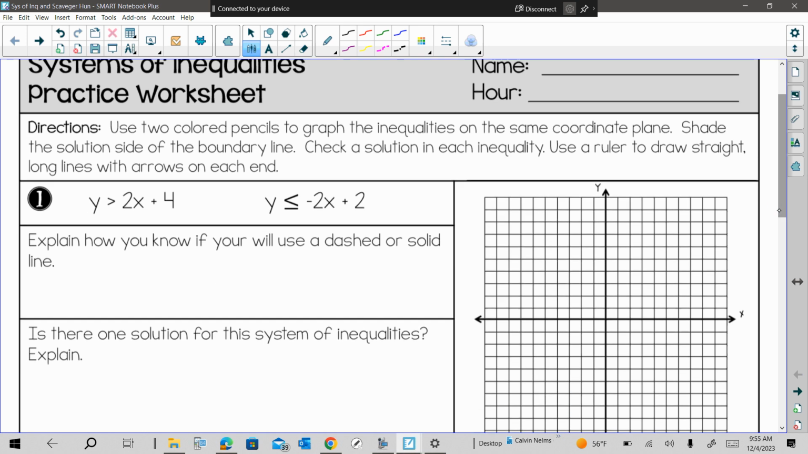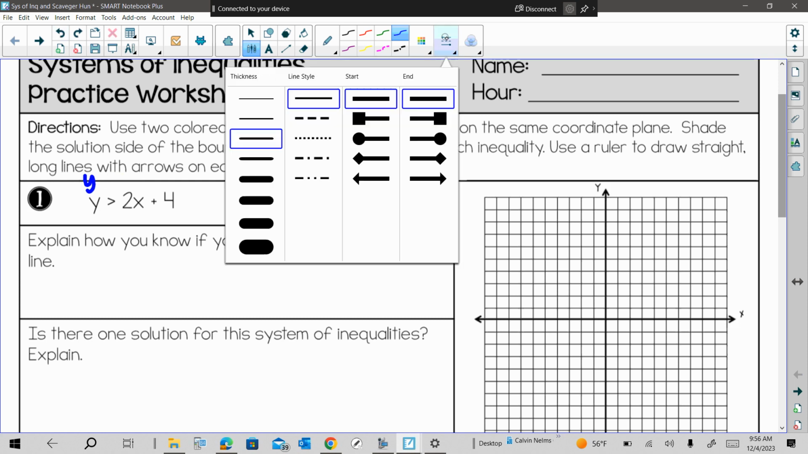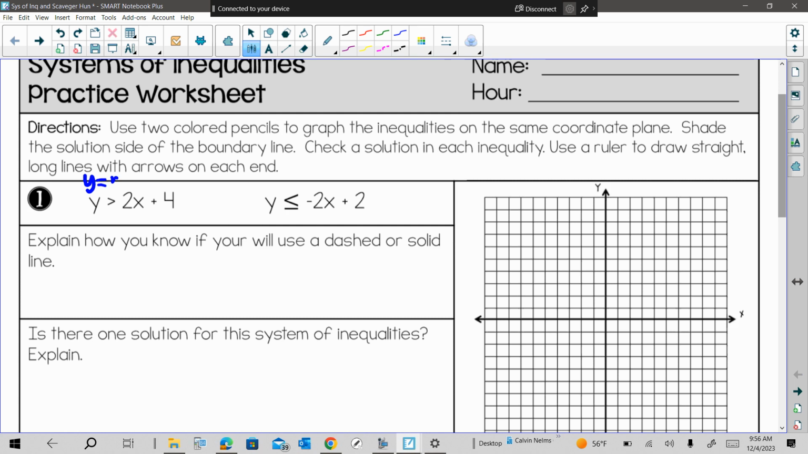This first one is easy because it's already in slope-intercept form, y equals mx plus b. If it's in that form, we can graph it just by looking at it. We have to graph the y-intercept first, so that is the 4. On the y-axis, we're going to go up and plot a point at 4. Then we're going to use our slope next. The slope is the 2.